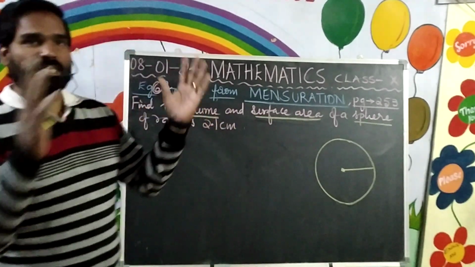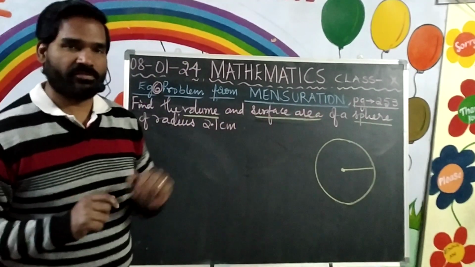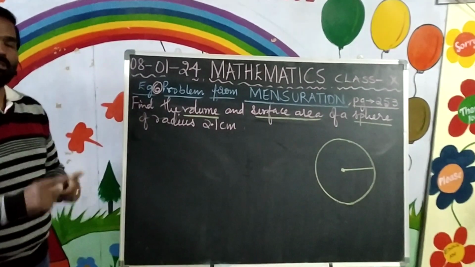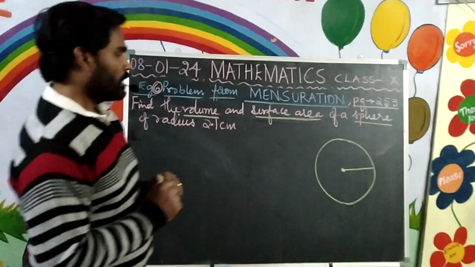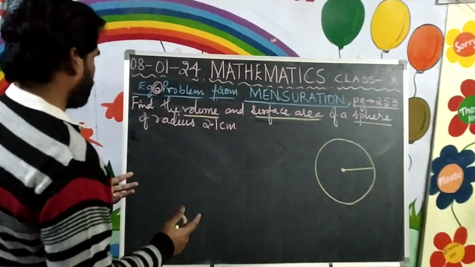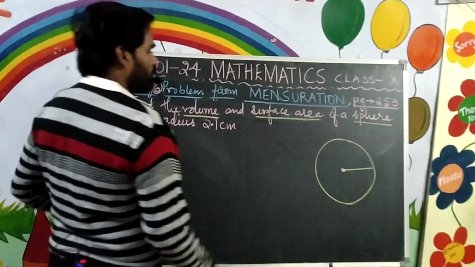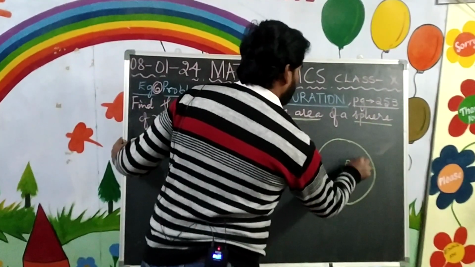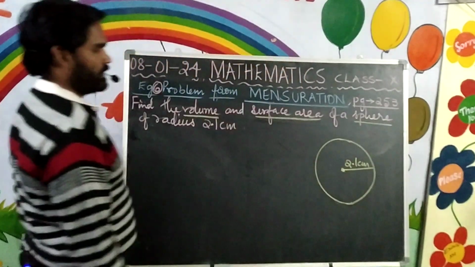Okay, if you want to know the size of the earth, you need to know the radius of the earth. If you want to know the size of the moon, then you need to know the radius of the moon, because all of these are spherical objects. Here, the radius in the sum is given as 2.1 centimeters.